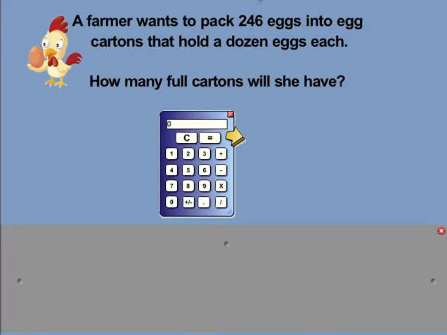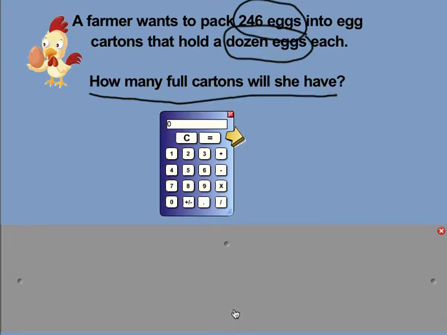So here was the first problem that Mr. Nutty had to show me. A farmer wants to pack 246 eggs into egg cartons that hold a dozen eggs each. How many full cartons will that farmer have? Well, let's look at our numbers here. We know that there's 246 eggs total. And we have egg cartons, and each carton holds a dozen eggs. We are trying to find out how many full cartons that farmer will have.